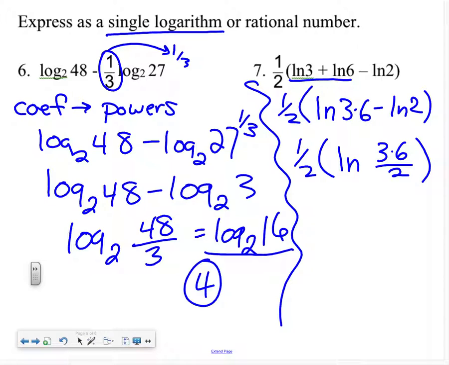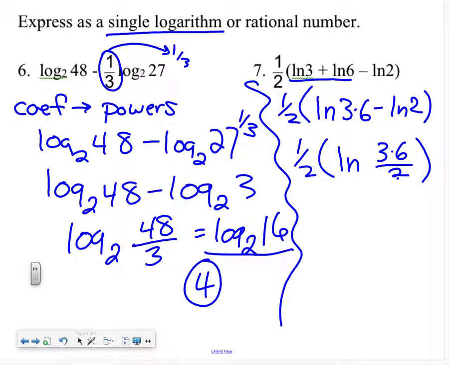All right, so let me make a generalization for you. When you have a sum, anything that's positive, like the 3 and the 6, is going to go on the top. Anything that's negative is going to go on the bottom, with 1 log. Isn't that nice? So positives go on top, negatives go on bottom.